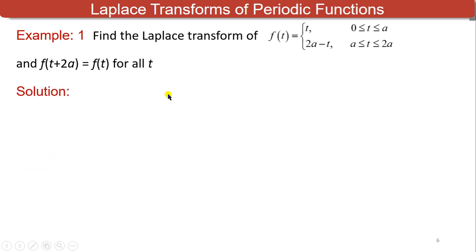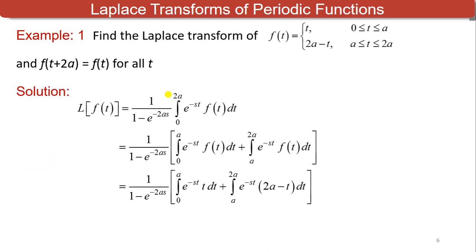Now we can go for the solution. Laplace transform of f of t equals 1 by 1 minus e power minus 2as, integral over the limit 0 to 2a of e power minus st into f of t dt. Here the total interval 0 to 2a is divided into two subintervals: one is 0 to a, another one is a to 2a. We have two different functions. The first function is t in the interval 0 to a, and the second function is 2a minus t in the interval a to 2a. In the first integrand f of t is t, in the second integrand f of t is 2a minus t.